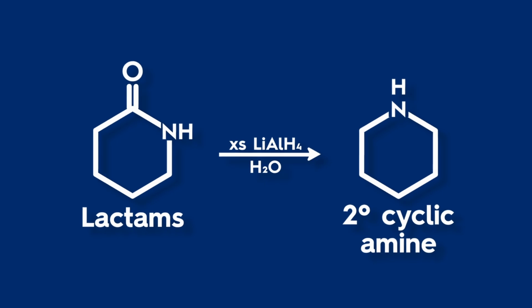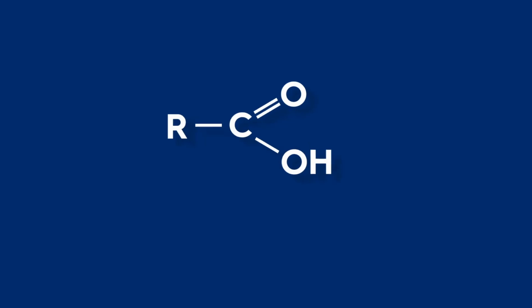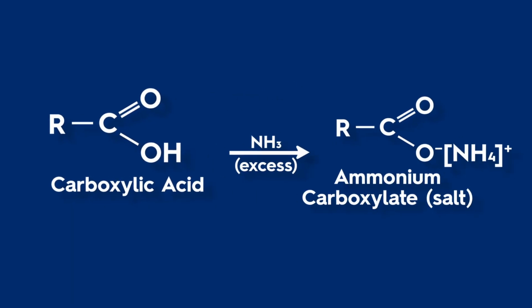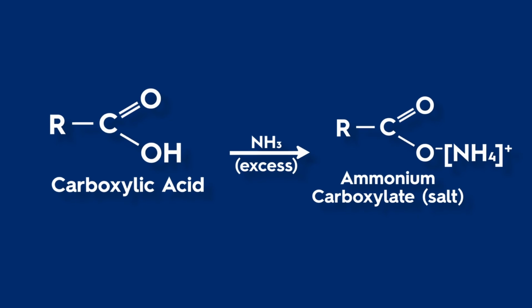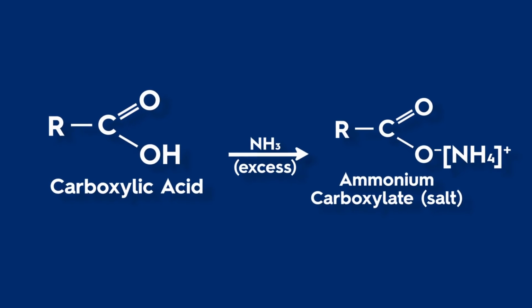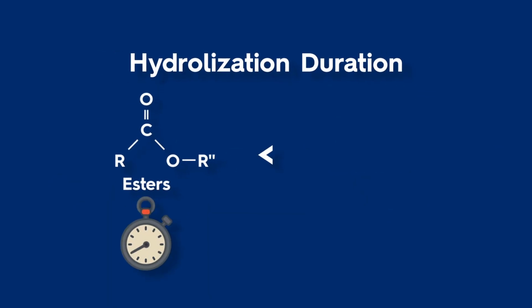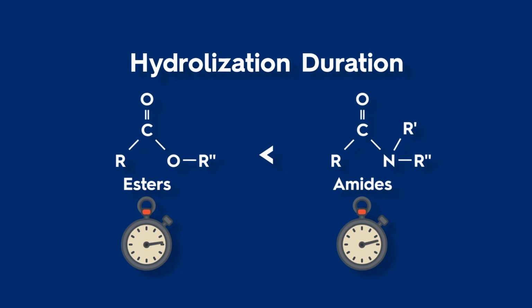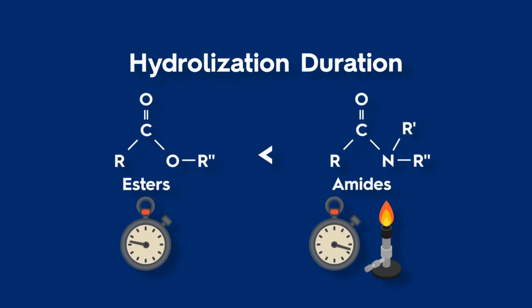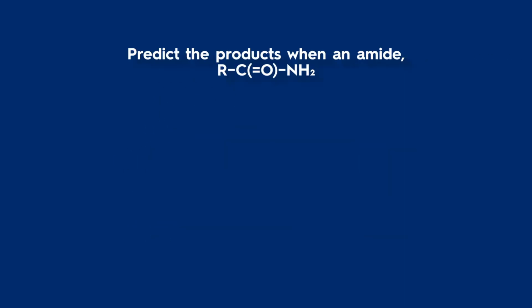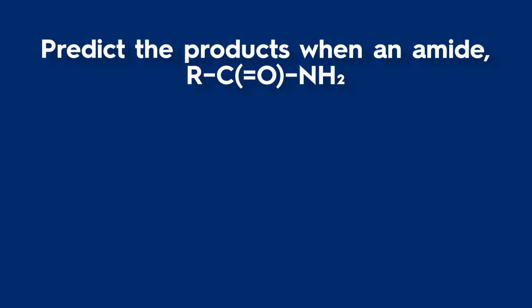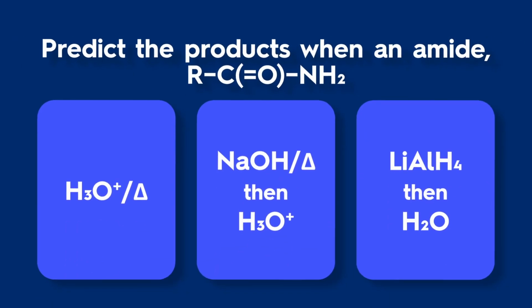Before we practice, 2 quick reminders. Under basic hydrolysis, you only get the carboxylate until an acid workup restores the free acid. And compared to esters, amides hydrolyze much more slowly, often requiring heat and strong conditions. Now, try this quick challenge. Predict the products when an amide is treated under 3 different conditions.